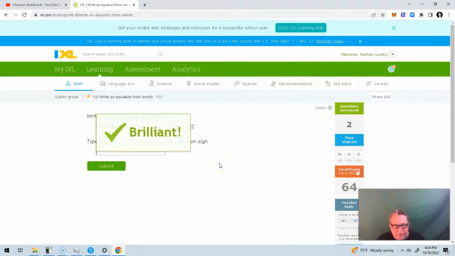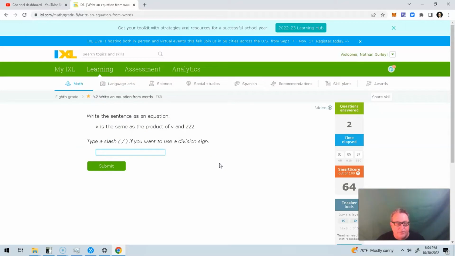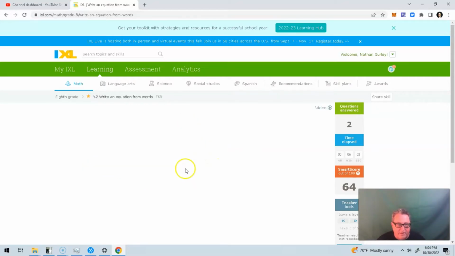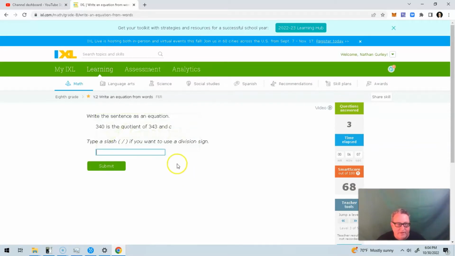All right, take little steps at a time, little chunks at a time, and you'll keep getting them right. V is, well, in math, is means equal. So I'm going to put V equals what? The same as the product of V and 222. Well, in algebra, we can put the 222 first. Coefficient of V, that means 222 times V, that's the product, V is equal to that. Great job, thanks IXL.